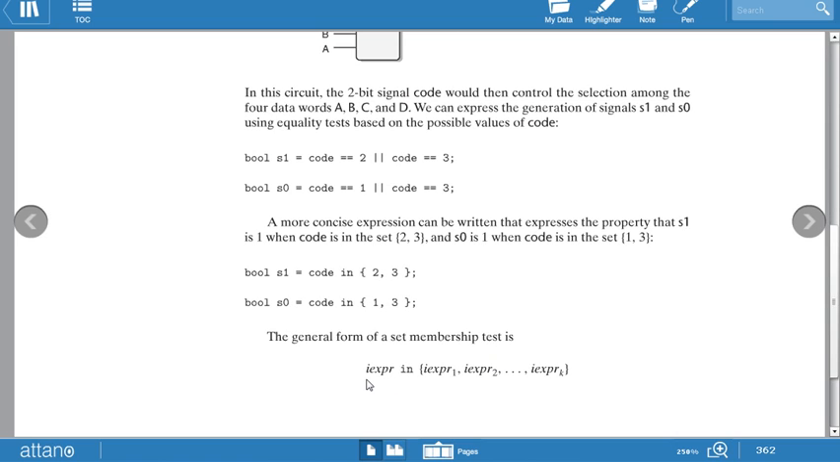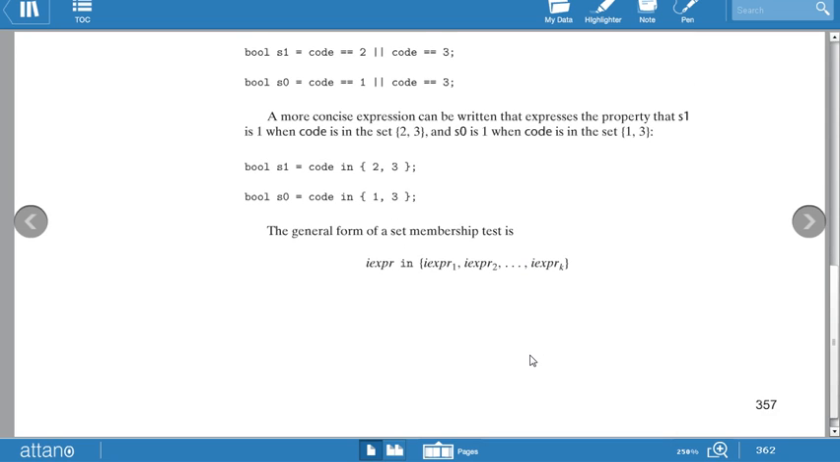The general form is this one: expression, in expression 1, expression 2, till expression k. So there are multiple expressions and we have to test them. We take the general form, that is EXPR in expr 1, expr 2, till expr k.